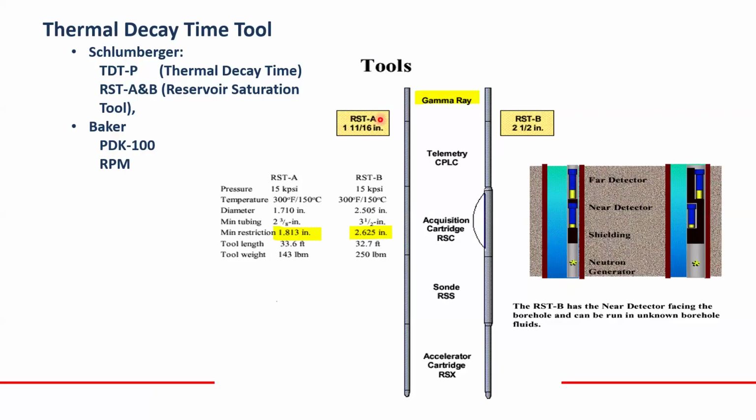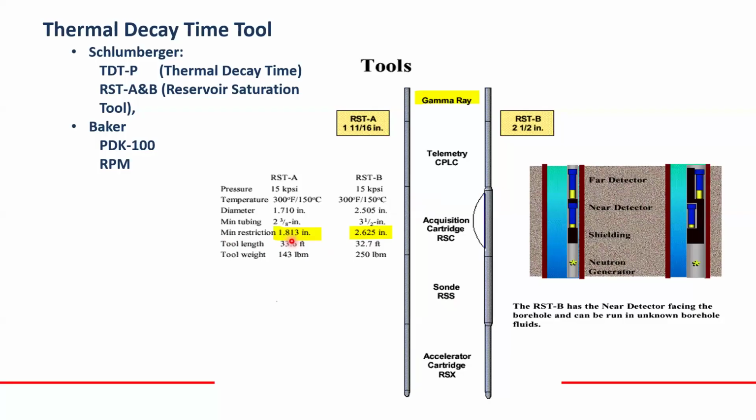It is 1 11/16. There are two tools, 2.5 inch and 1 11/16. But this one I don't use, because most of the completions, I think most or all of the wells, fit with this one. This tool is used for a minimum restriction of 2.625. So if you run any production logging and you put the program together, you have to look at the well diagram to know where the minimum restriction is all over the well.